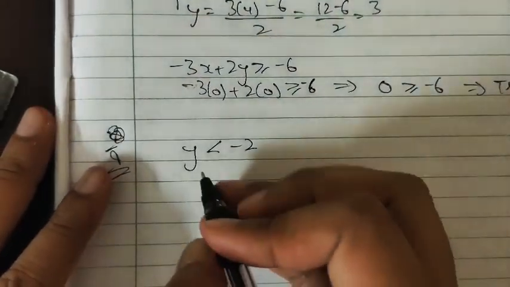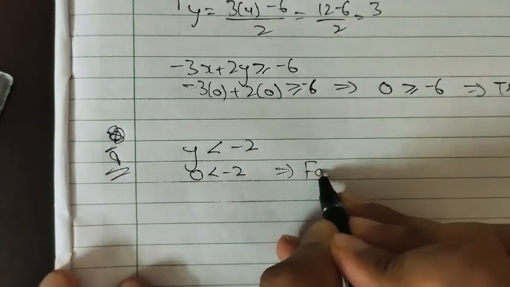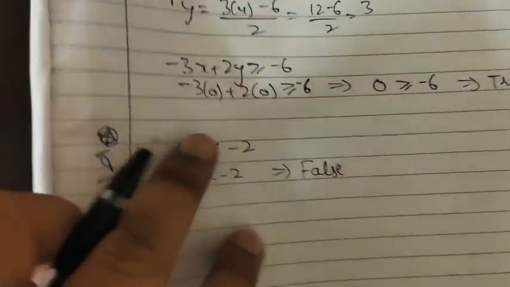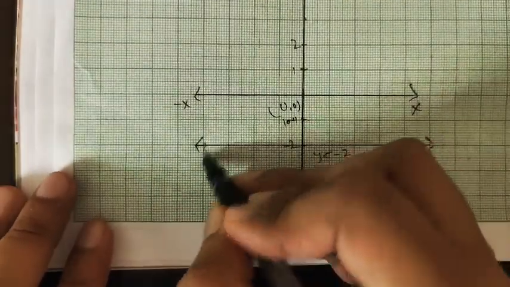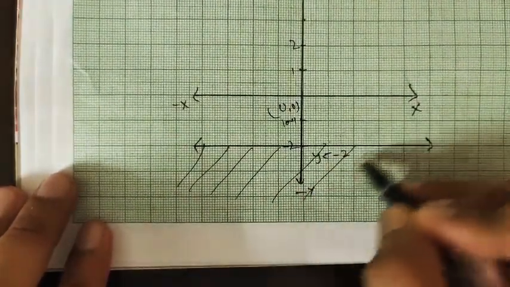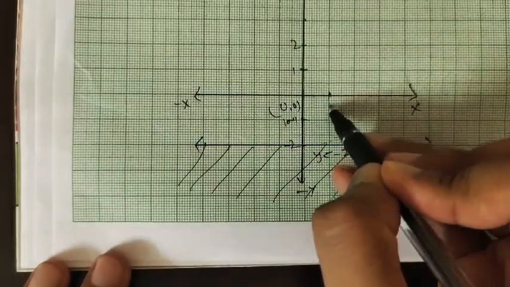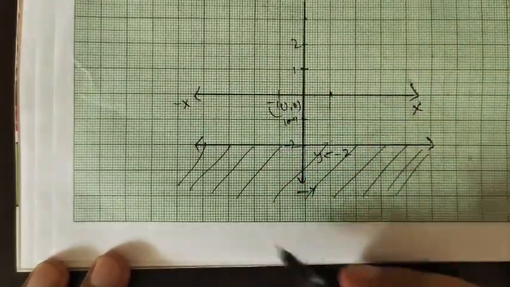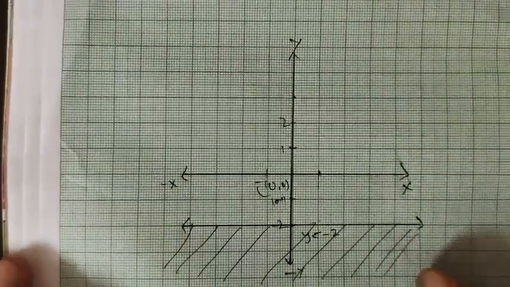Now if I put y is equal to 0 here, then 0 is less than minus 2, which is false, right? So if the condition is false, that means the portion away from the origin we have to take, the area away from the origin we have to consider. So this will be the required area, right? This is our answer. Very easy it is. So this is question number 9.